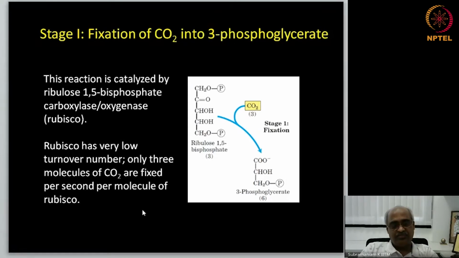And as a result, the chloroplast has a large number of Rubisco molecules to enable sufficient carbon dioxide fixation. Due to this, Rubisco is the most abundant enzyme in the biological system. Rubisco is the most abundant of all enzymes, like cellulose is the most abundant carbon material on earth. So we look at how this enzyme does the catalysis.